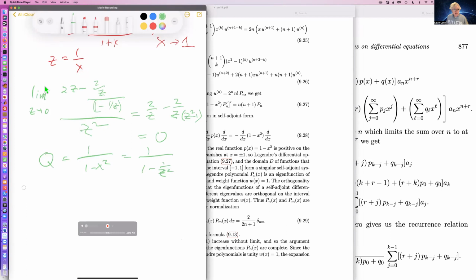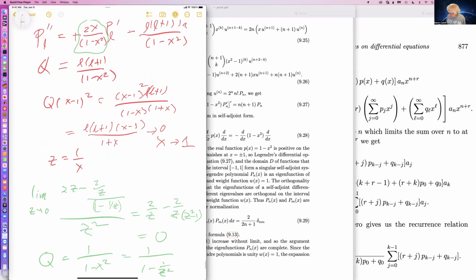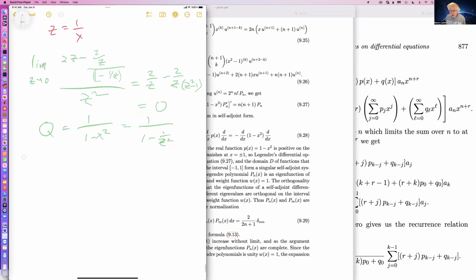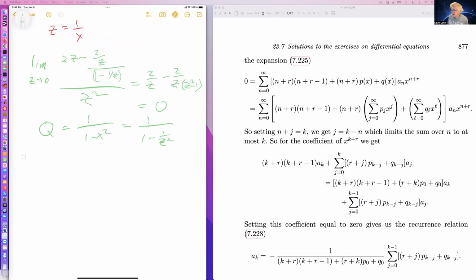Well, let's get this out of the way. So this is, well, it's essentially what was on the other screen, so I guess it wasn't so bad. Maybe I can take this off because I'm not really using it.